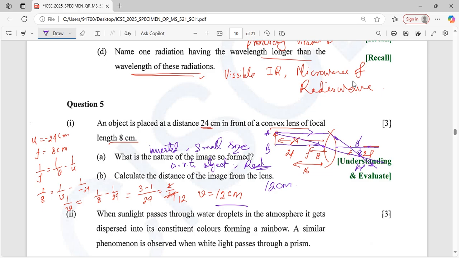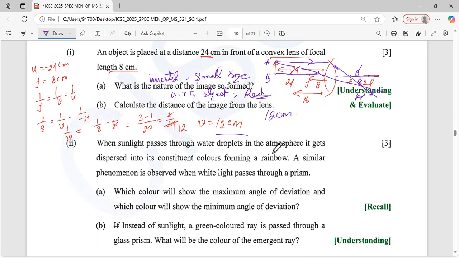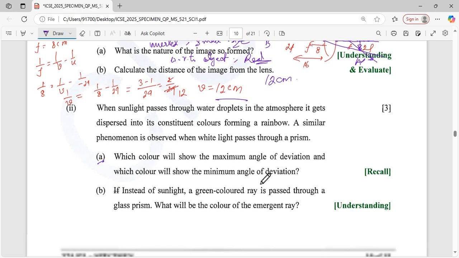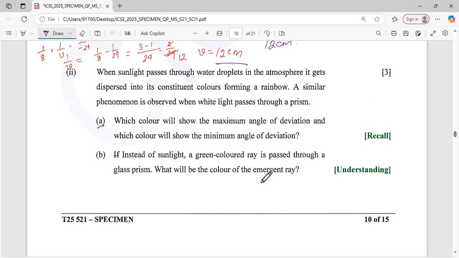When sunlight passes through a water droplet in the atmosphere, it gets distorted into its constituent colors, forming a rainbow. A similar phenomenon is observed when white light passes through a prism. Very easy. So here the first question: which color will show the maximum angle of deviation and which color will show the minimum angle of deviation?